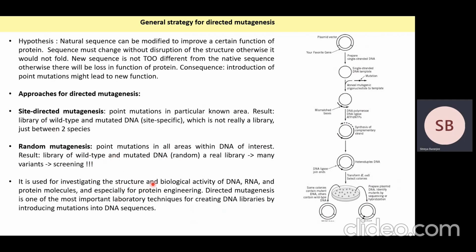It is used for investigating the structural and biological activity of DNA, RNA, and protein molecules, and especially for protein engineering. Directed mutagenesis is one of the most important laboratory techniques for creating DNA libraries by introducing mutations into DNA sequences. So now that we have a library of mutated DNA, we can easily screen through the different mutants to find out which has the optimum function that we need.